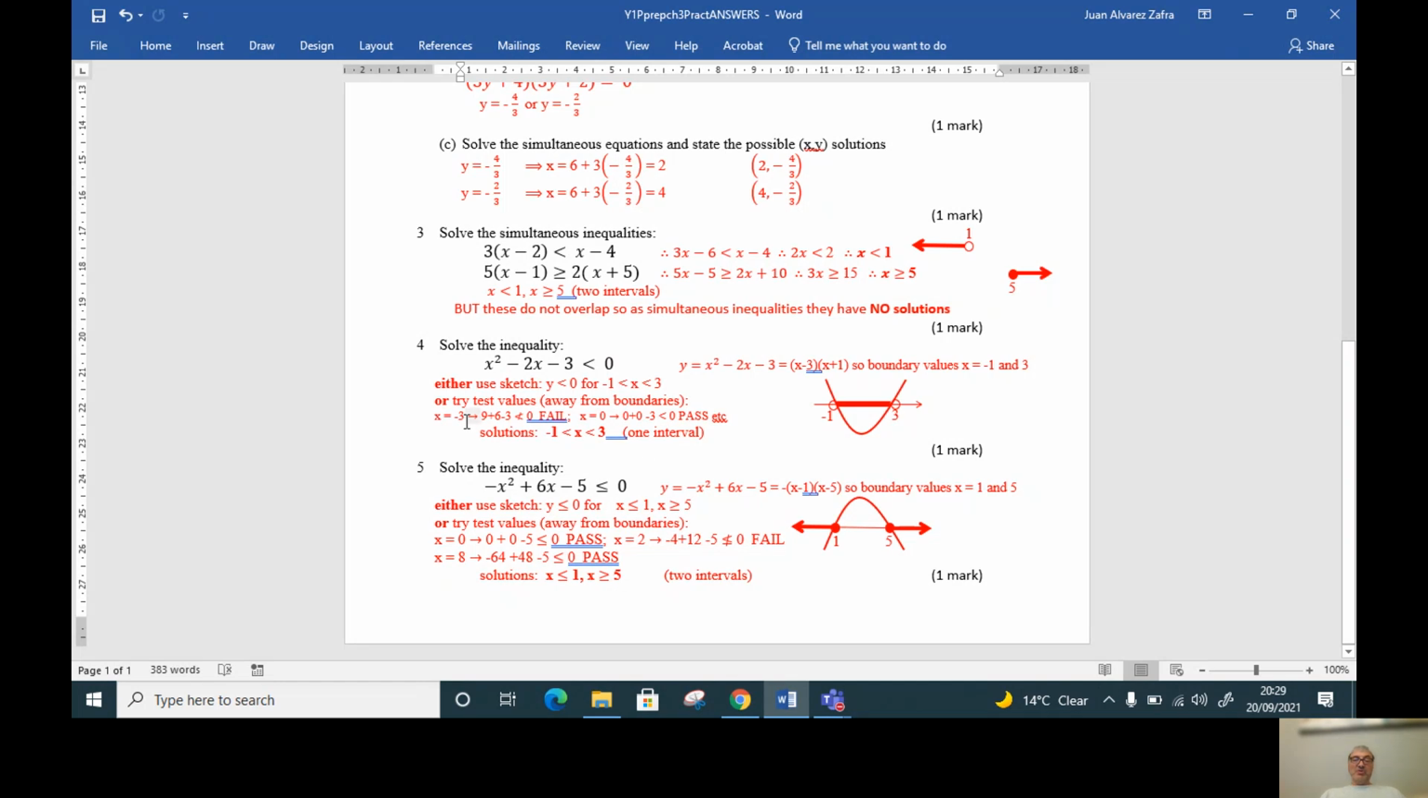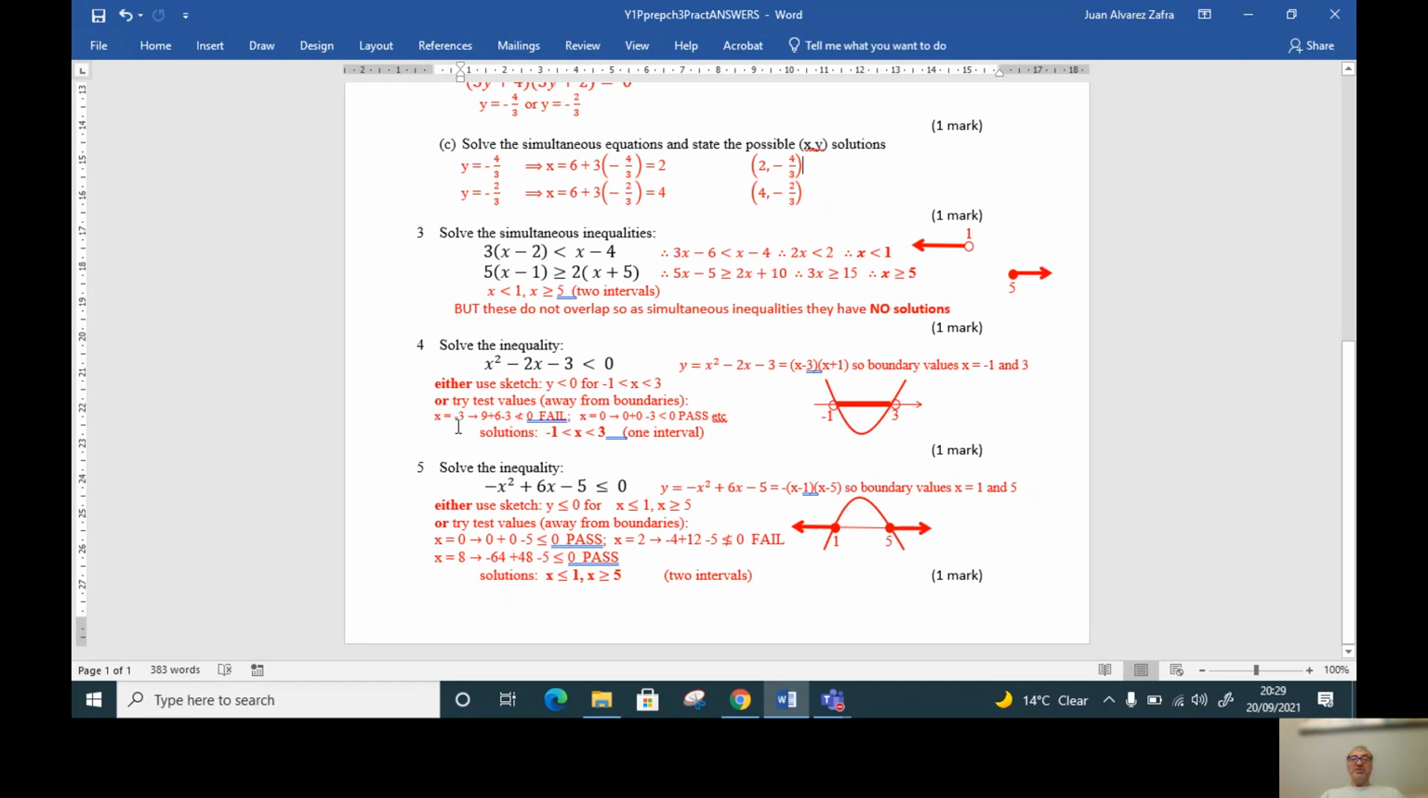How could we do it otherwise? Well, the other method for question 4 is to simply try some test values. Because for a quadratic inequality, it'll always be the case that the solutions will be between the two roots or outside the two roots. All we need to do is to try some values.